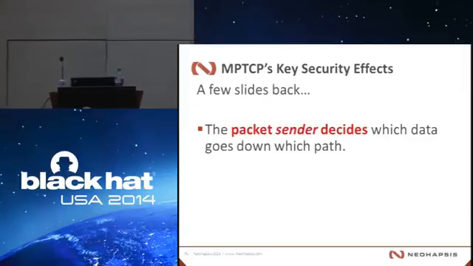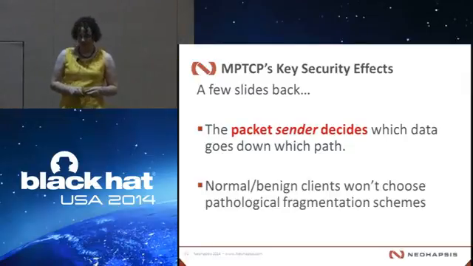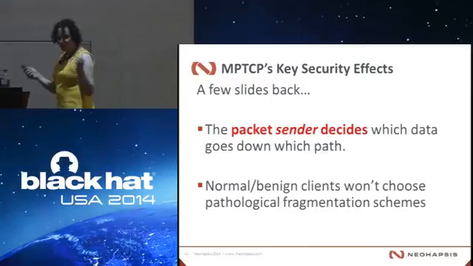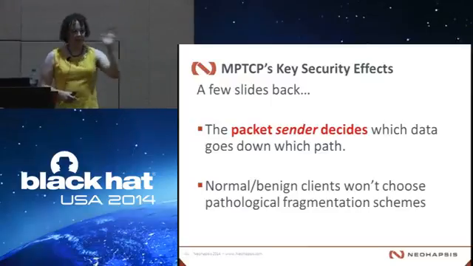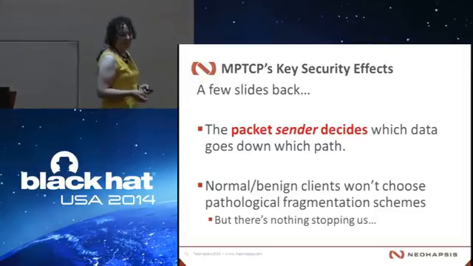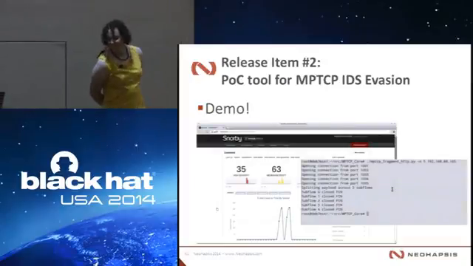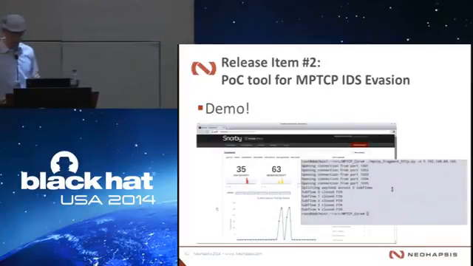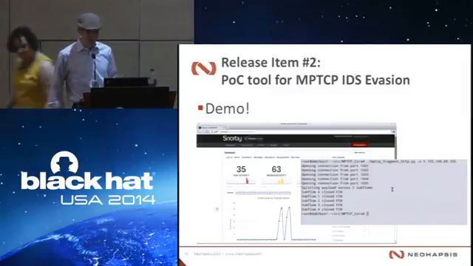The packet sender decides what data goes down which path. Now, normal or benign clients don't choose pathological, really messed up fragmentation schemes. They don't send a byte this way, that way, that way. They do it efficiently. But that doesn't mean we have to. Benign clients are going to do something sensible, something reasonable, but there's nothing stopping us from doing otherwise.